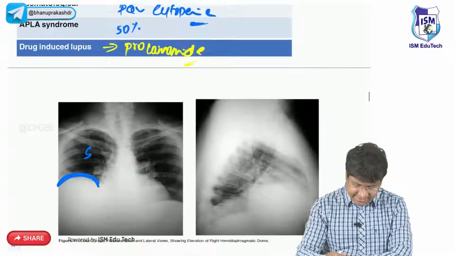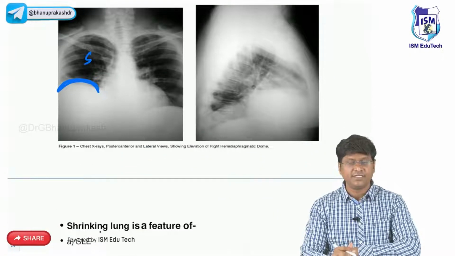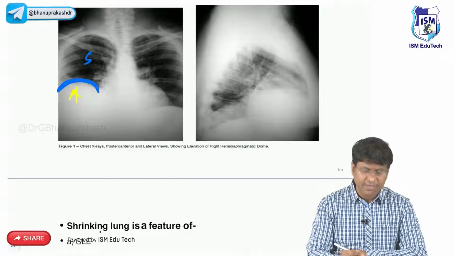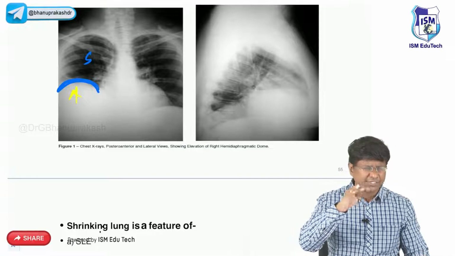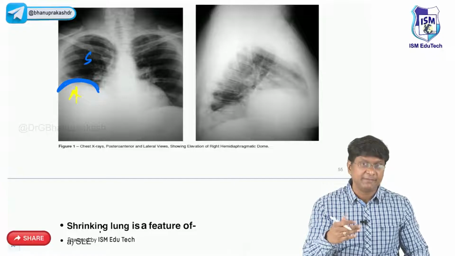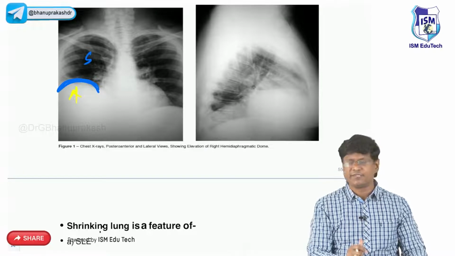Having said this, you can see the image of shrinking lung syndrome where you have diaphragmatic myopathy, due to which the right half of the diaphragm is paralyzed, where the dome of the diaphragm is elevated.